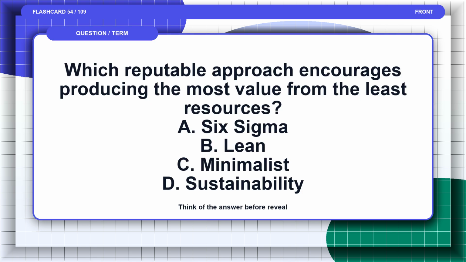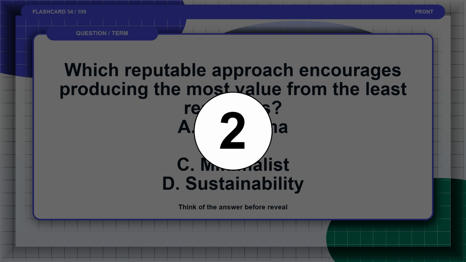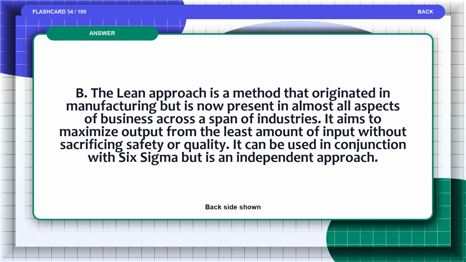Flashcard 54. Which reputable approach encourages producing the most value from the least resources? A. Six Sigma. B. Lean. C. Minimalist. D. Sustainability. Pause and think of the answer before the reveal. The answer is B.